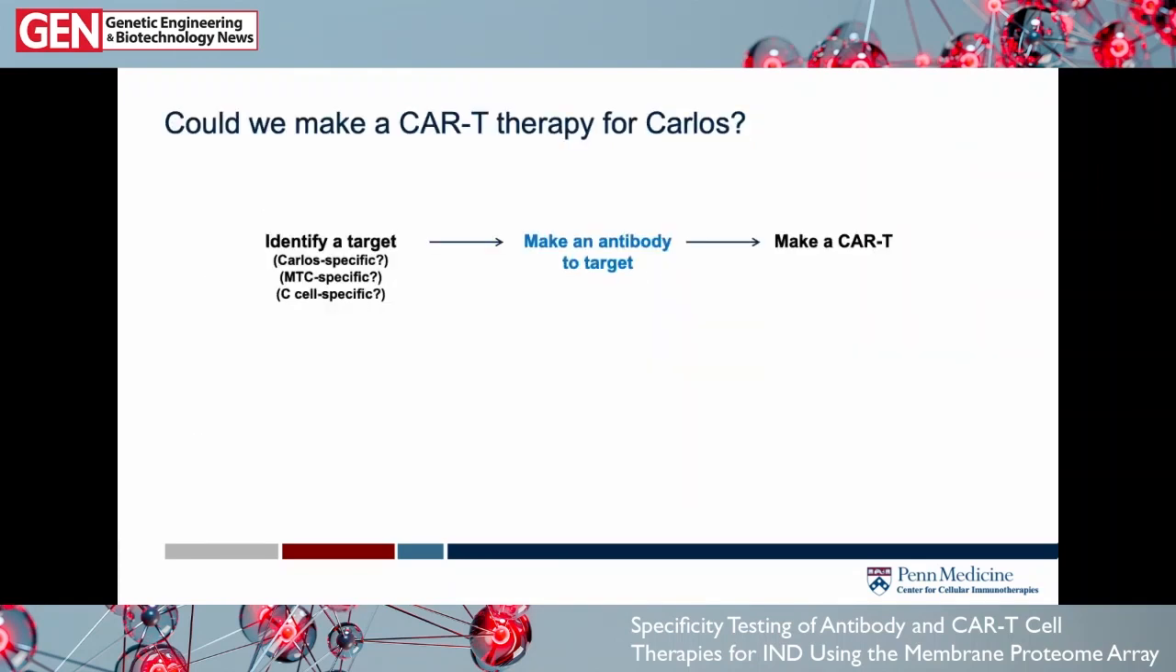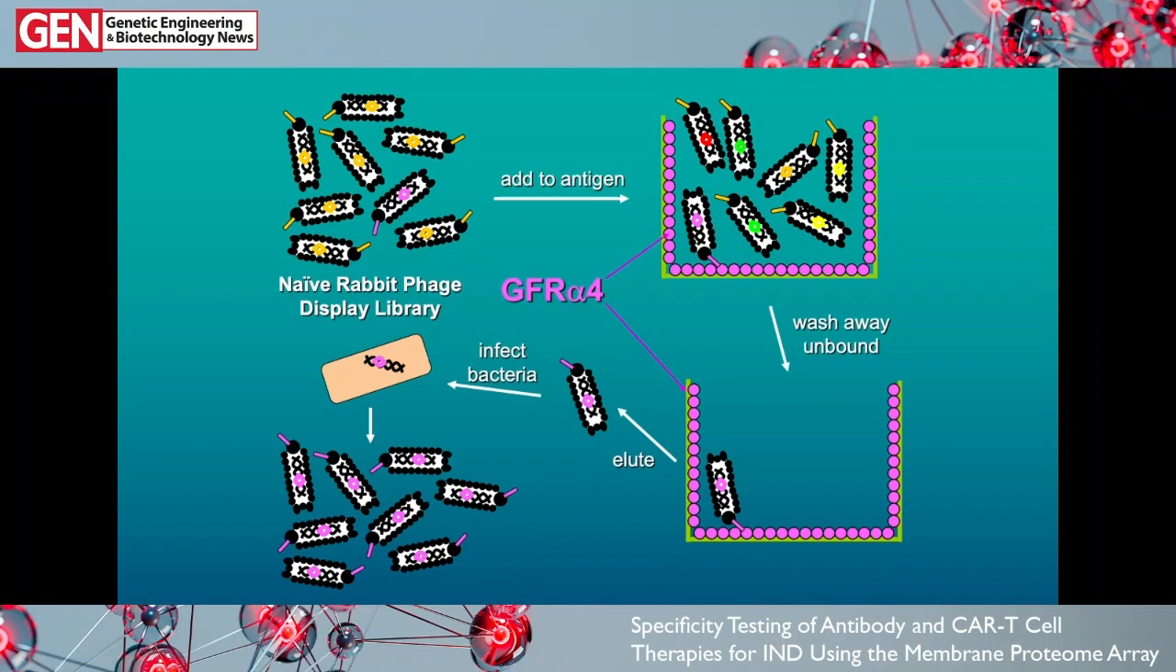Having identified a potential target for MTC, the next step was to isolate antibodies to it. Using methods I had learned from Carlos years earlier, antibody phage display was used to make anti-GFR alpha 4 antibodies. By starting with a large naive rabbit phage display library contributed by Christoph Rader, a former postdoc of Carlos's and then professor at Scripps Research Institute, we panned the library against polystyrene microwells coated with recombinant GFR alpha 4.